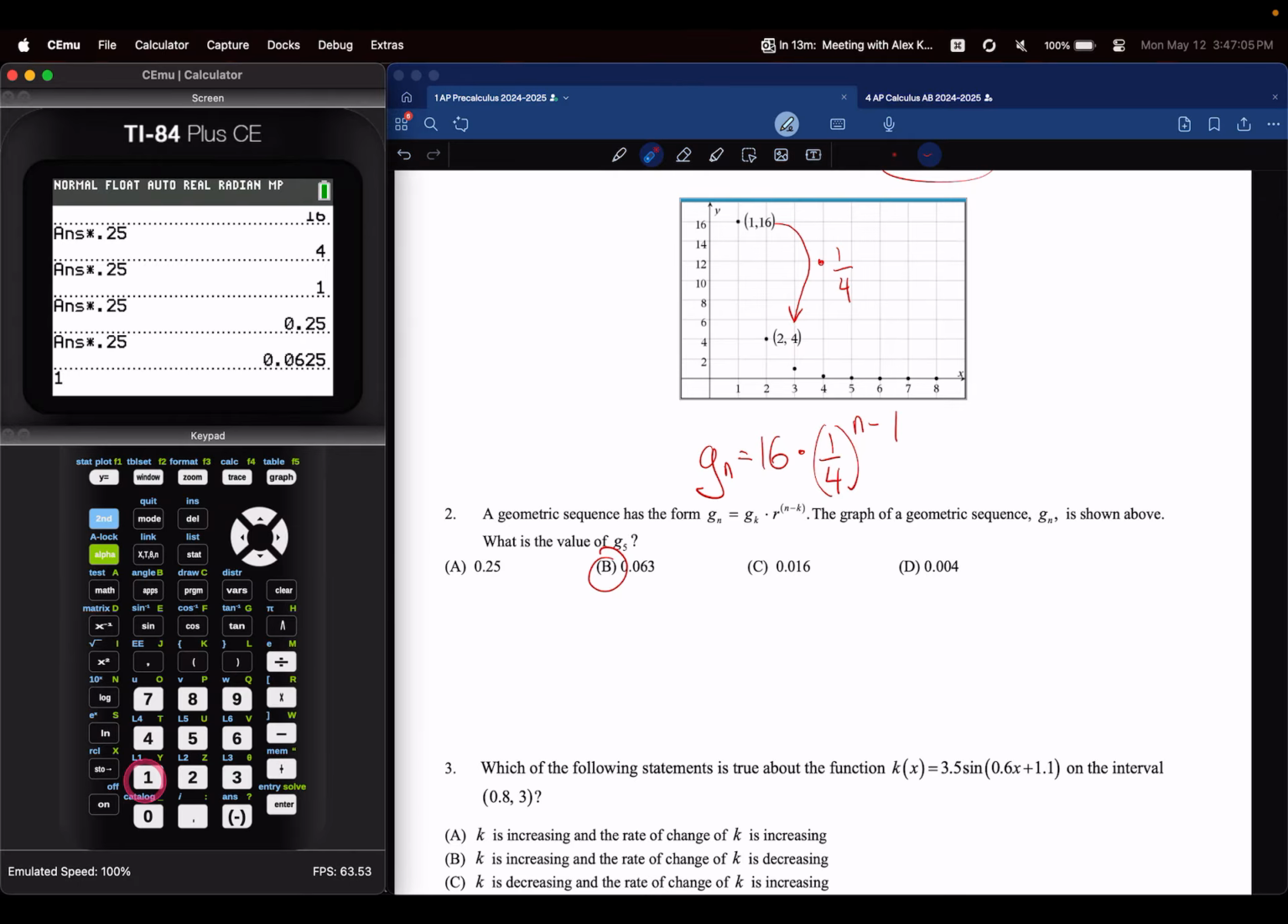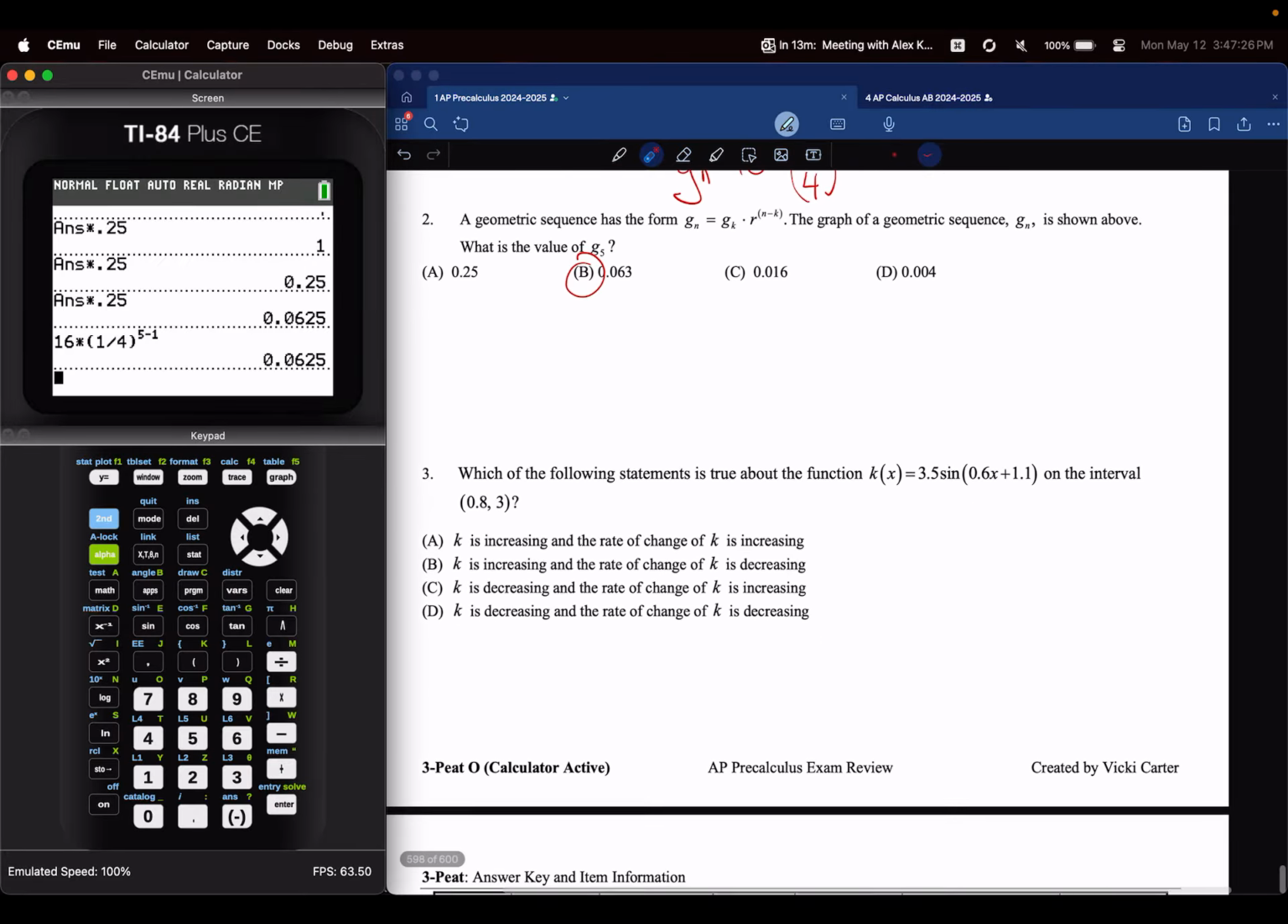So I'll type over here 16 times 1/4. And then that 1/4, I should put parentheses around here. So let me insert some parentheses. So if I'm going to do second delete to insert some parentheses, 1/4 to the power of 5 minus 1. I'll just type in 5 minus 1, and I should get the same answer, 0.0625. So yet another way to find number 2.